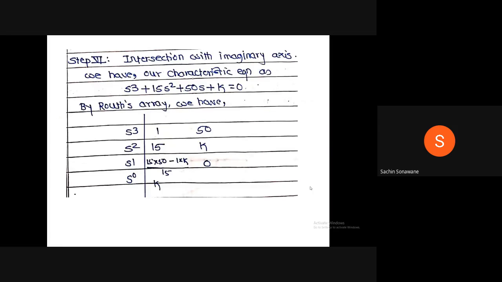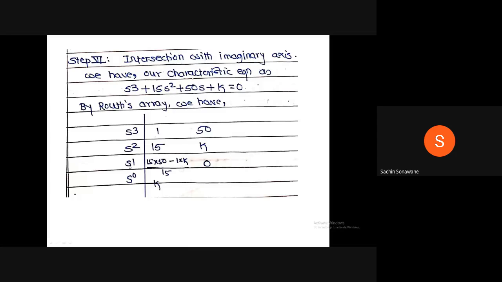Step 6, intersection with imaginary axis. We have our characteristic equation as s cube plus 15s square plus 50s plus k is equal to 0. Therefore again this is the Routh array. Towards the left side we write down s cube, s square, s raised to 1, s raised to 0. Now the coefficient of s cube is 1, then we take the coefficient of s, and the coefficient of s square is 15, and again you have to take this value k.